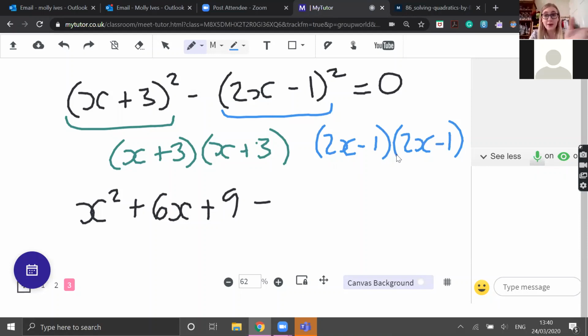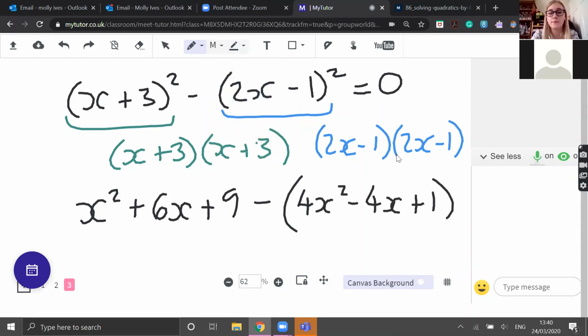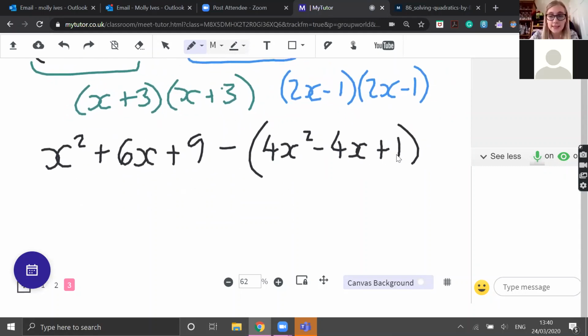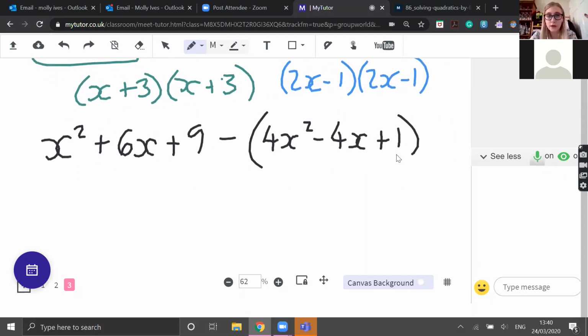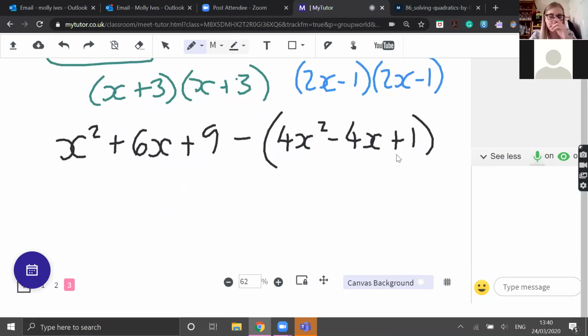So a bit trickier. 2x times 2x is going to be 4x squared. And we've got to remember that this whole thing is in brackets. So 4x squared minus 4x, because it's minus 2x, plus 1. I know I'm going quickly. As I said, don't worry. This is more for those like higher students.